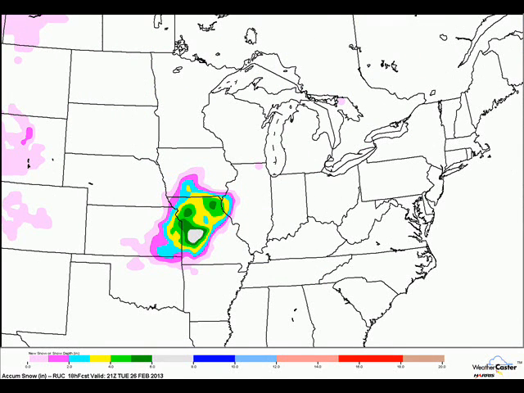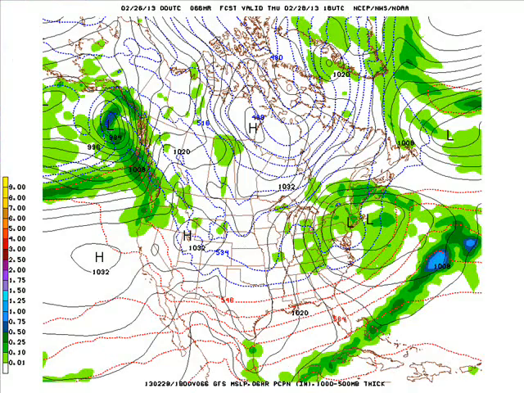And this is an interesting run. This is the Ruck. This is an 18-hour run. This was at 9 p.m., so this goes through 3 p.m. this afternoon, and it shows snow in central Iowa, which doesn't look right either.